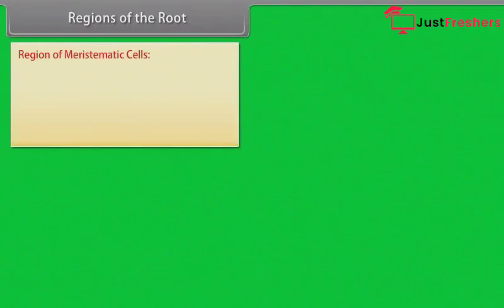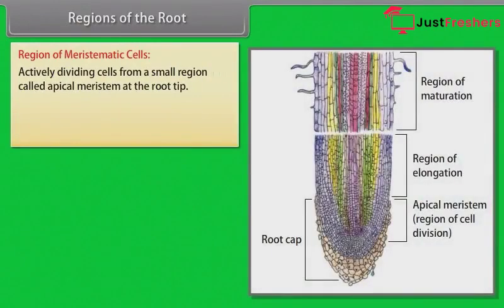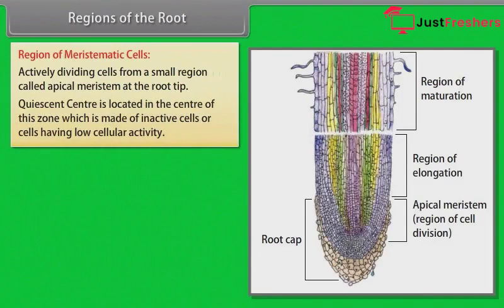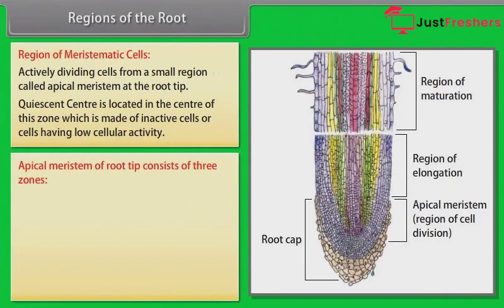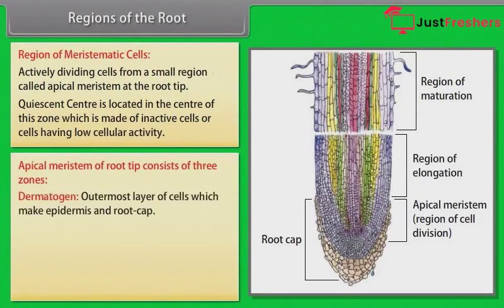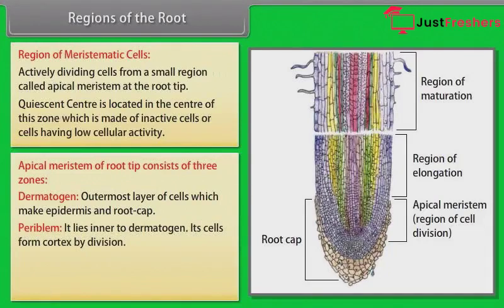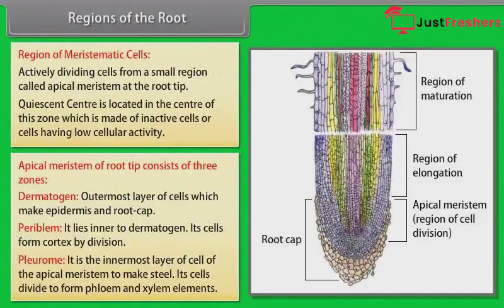Region of meristematic cells. Actively dividing cells form a small region called apical meristem at the root tip. Quiescent center is located in the center of this zone, which is made of inactive cells or cells having low cellular activity. Apical meristem of root tip consists of three zones: dermatogen, the outermost layer of cells which make epidermis and root cap; periblem, which lies inner to dermatogen, its cells form cortex by division; plerome, the innermost layer of cells of the apical meristem to make stele. Its cells divide to form phloem and xylem elements.